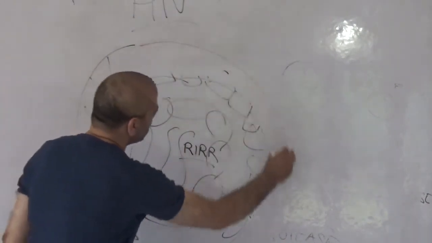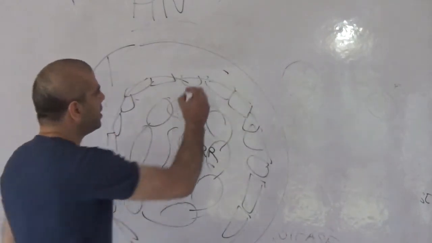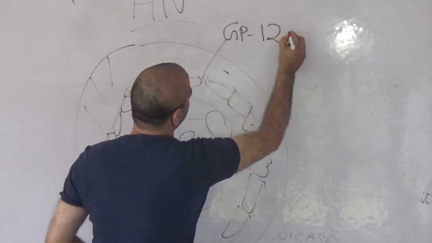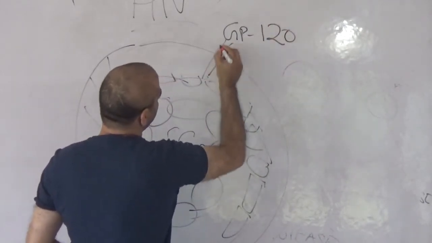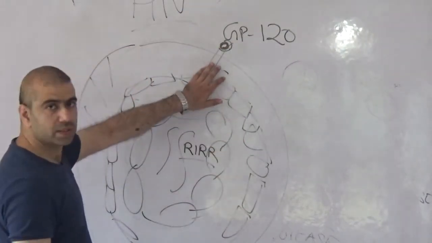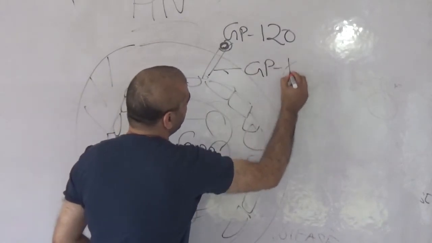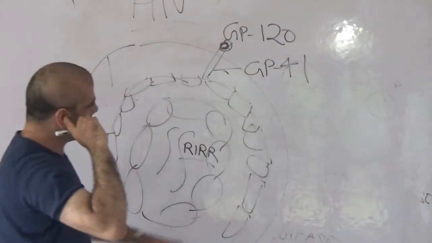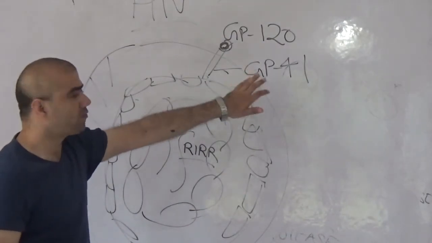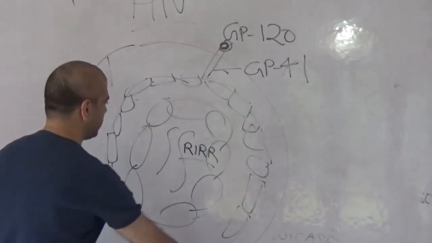Now there are 2 important glycoproteins that are embedded in this phospholipid bilayer. Number 1 is glycoprotein 120, and it looks like this. There is a head and then there is a tail. This tail is called glycoprotein 41. So these are the important proteins that will help the virus cell, I mean this virion, to bind to the host cell. Now let us see how it does it.